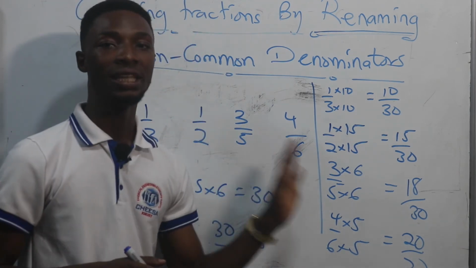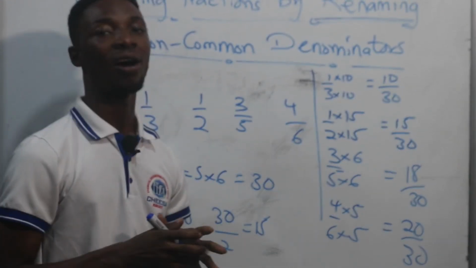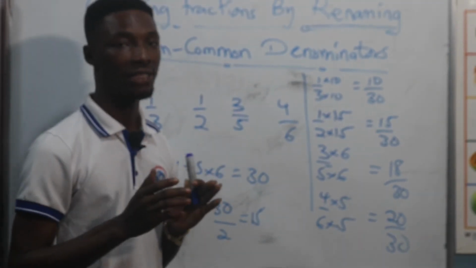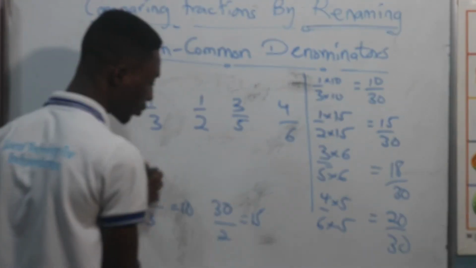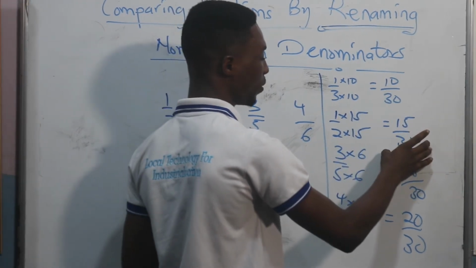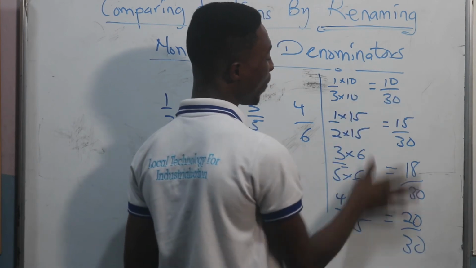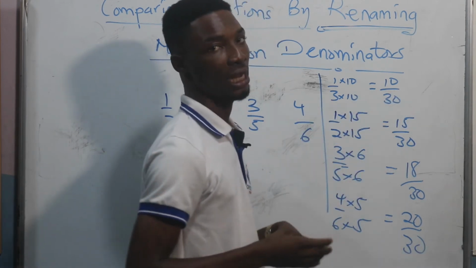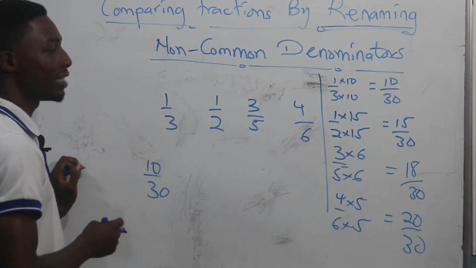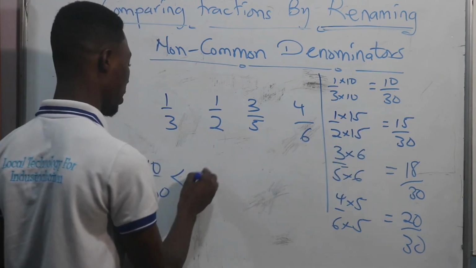We have given them different identities. The next thing to do is to arrange them in our order of magnitude. We are going to arrange them in ascending order of magnitude. The fractions are 10 over 30, 15 over 30, 18 over 30, 20 over 30. We can see that among all of them, 10 over 30 is the smallest. So I write 10 over 30 first. And 10 over 30 is going to be less than the next number, which is 15 out of 30.